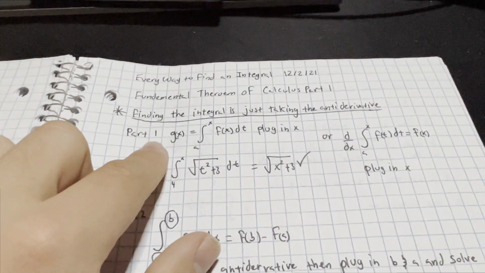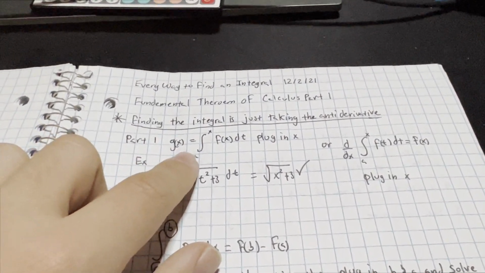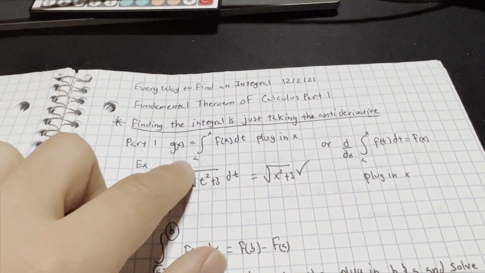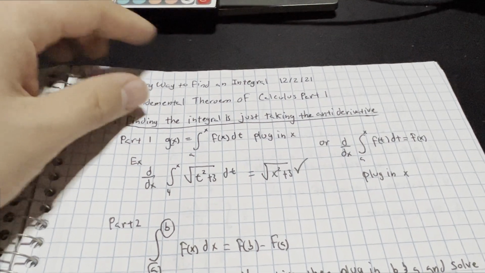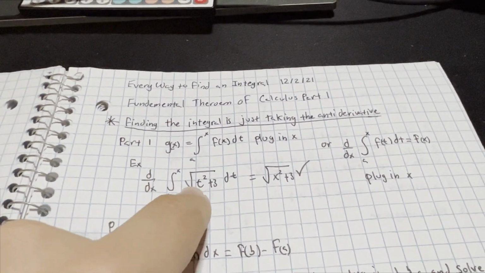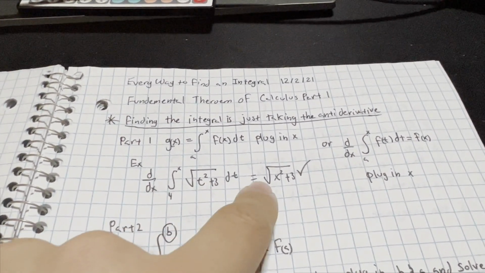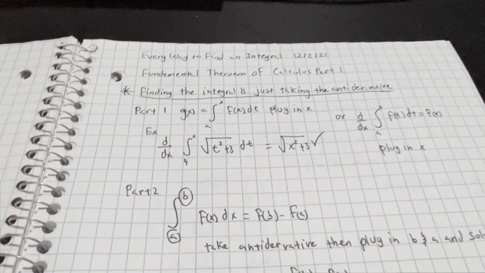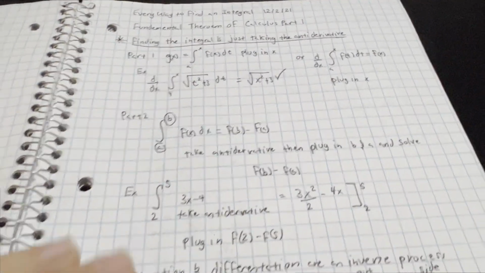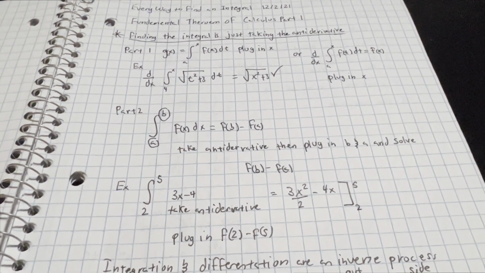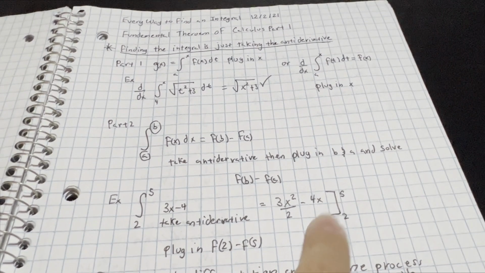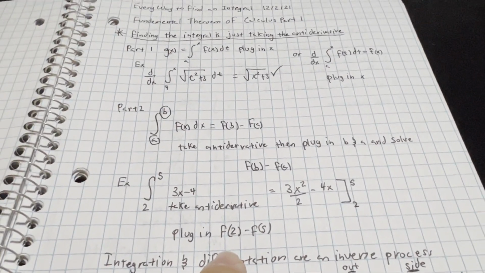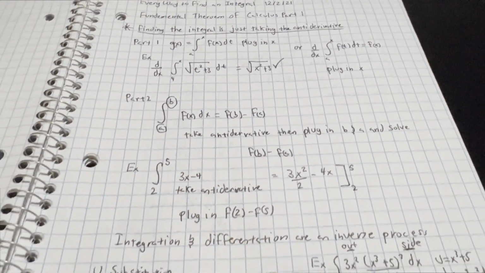Finding the integral is just taking the antiderivative. Part 1. G of x equals, I don't remember how to say this. The integral of a to x, f of t dt, you just plug in x. Here's an example. So we have t squared plus 3 dt equals x squared plus 3. I guess you just plug in x. Part 2. Take the antiderivative and then plug in b and a. So here's an example. We take the antiderivative, which would be this, and then we just plug in b and a. It can be f of 2 minus f of 5.